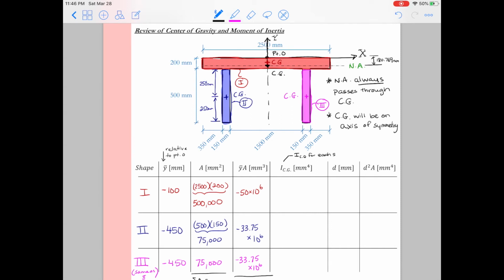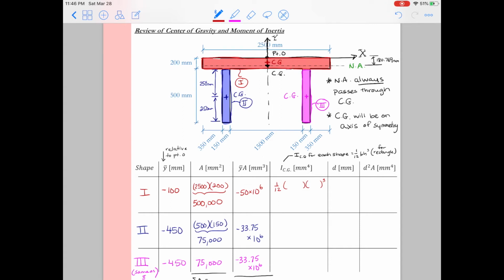So I add 3 columns. The first column is ICG, and this is the moment of inertia about the center of gravity for each shape. So this is a particular property of that cross-sectional shape. For a rectangle, we learned that the moment of inertia about the center of gravity is 1/12 bh cubed, and that's probably a value that sounds familiar to you. So I'm going to go ahead and do this for shape 1. For shape 1, I'm going to put in my 1/12 bh cubed.